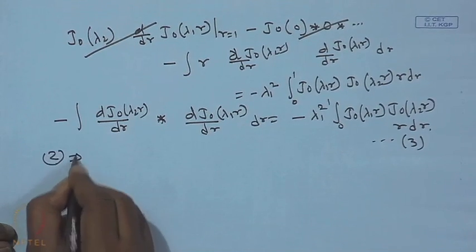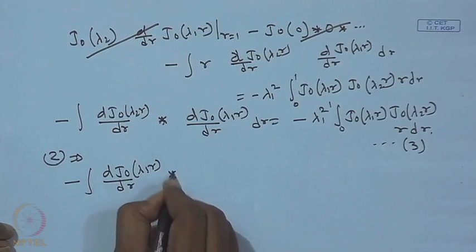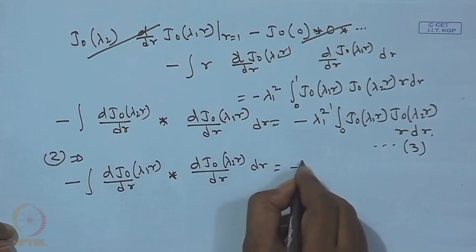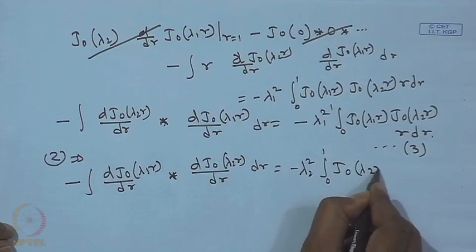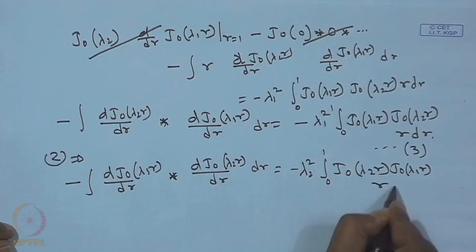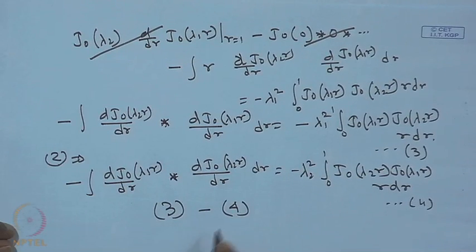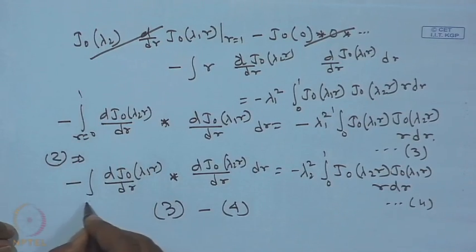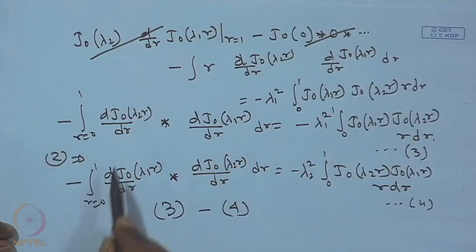From the second equation, we will be getting minus integral dJ0(λ1 r)/dr multiplied by dJ0(λ2 r)/dr is equal to minus λ2 squared integral from 0 to 1 J0(λ2 r) J0(λ1 r) dr. So, this is equation number 4. Then we subtract 4 minus 3. If you look into this integral, the argument inside becomes the same as this argument. When you subtract, the sign becomes plus.